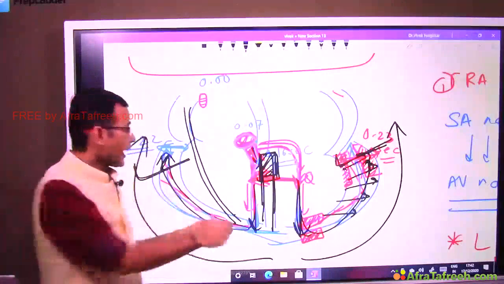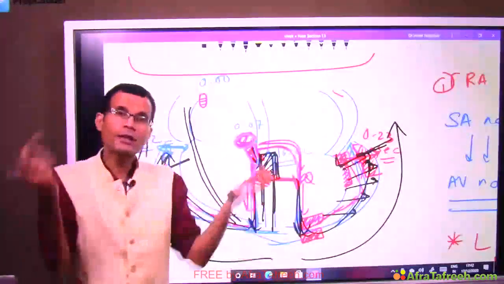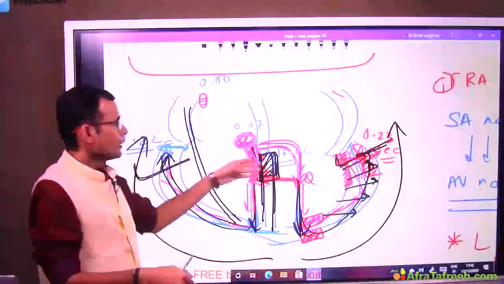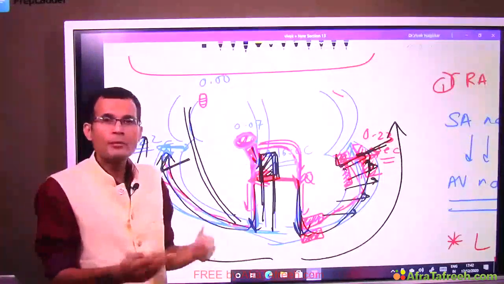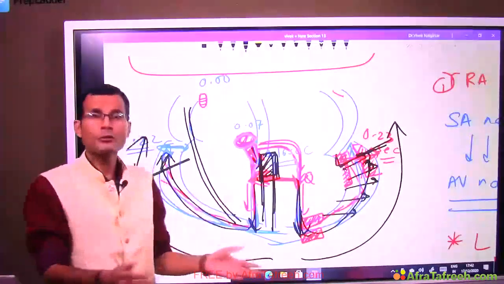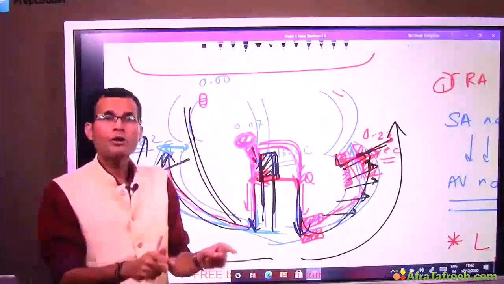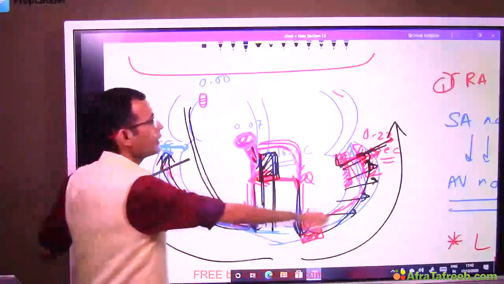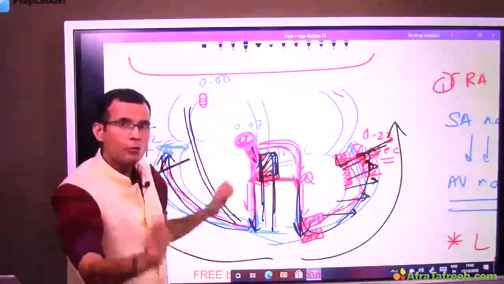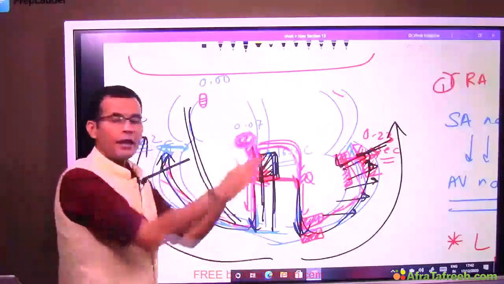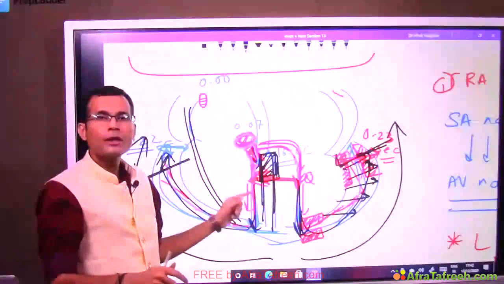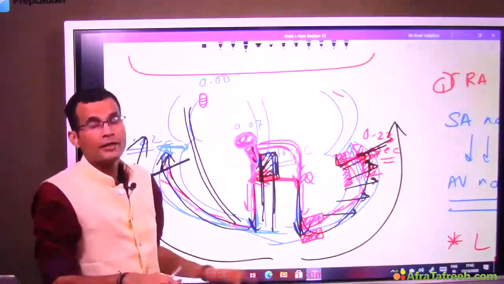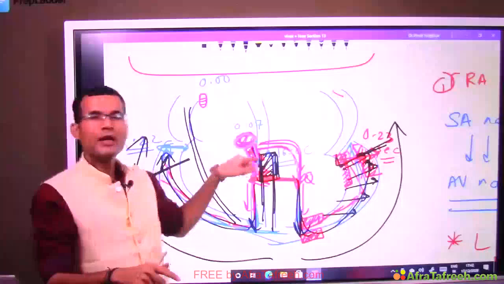So by the time the impulse goes into the ventricle and ventricular contraction starts, the interventricular septum and its muscle will relax. It will become lax. We don't want that to happen. We want that when the ventricles have excited and when they begin to contract, we need an upright, contracted interventricular septum. And that is made possible by this kind of arrangement.